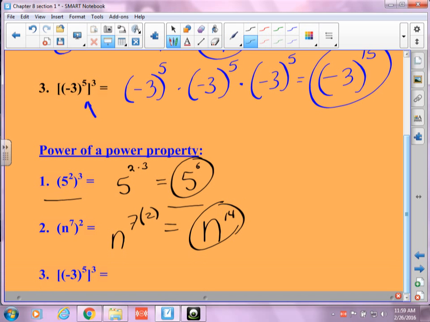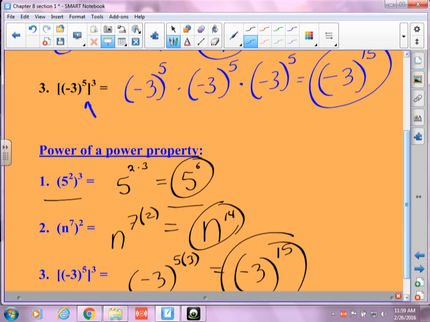Okay, and then the last one, I need parentheses because it has parentheses. It's 5 times 3, which is negative 3 to the 15th power. Okay, that's it for today. Questions? All right.